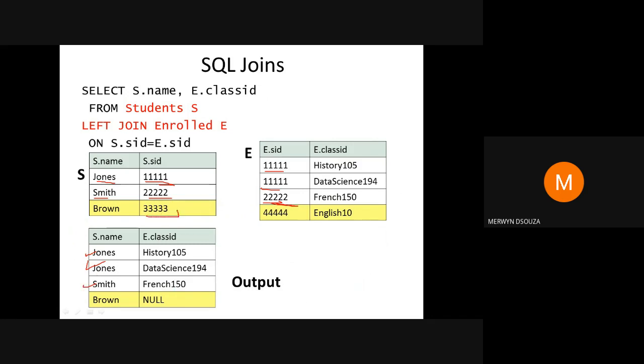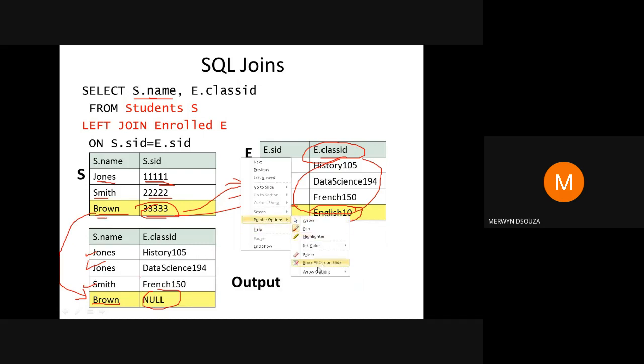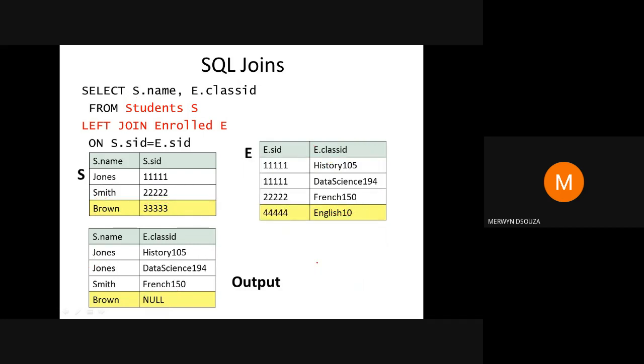When you compare this SID, there is no match in this table. Therefore, the name is displayed because it is from the left table, but the class ID is from the right table, so we do not display any of these values. We put the value there as null because there was no match of this SID with any of the SIDs here. So we simply display the column from the left table, s.name, Brown, and the right table value will be null. So this is how your left join works.